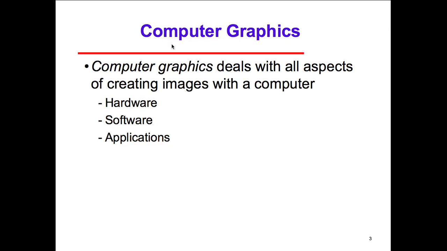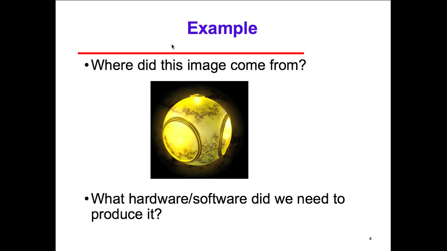So computer graphics deals with the aspects of creating images with a computer: hardware, software, and applications. Here's an example. Where did we get this image from? We had an algorithm, or a function, that actually displayed it. So what hardware and software do you need to produce it? That's a very interesting question, and a lot of it goes into the decisions behind game applications and consoles. How fast does a processor need to be for the motion to work correctly? What applications, software, or utility are you going to use to draw it? Because what you don't want to do is draw it pixel by pixel.